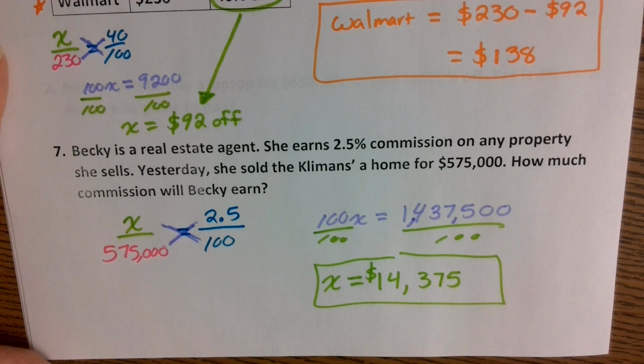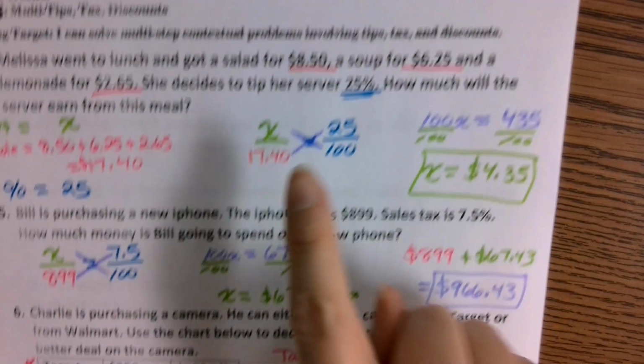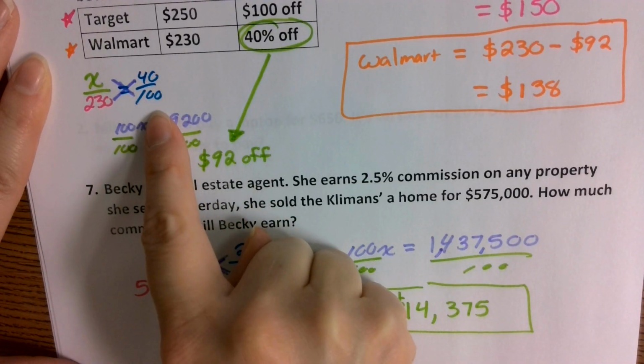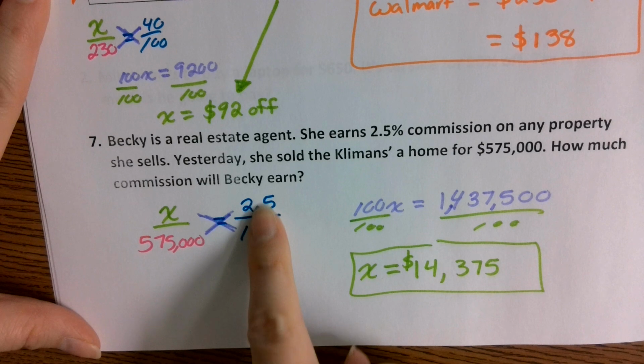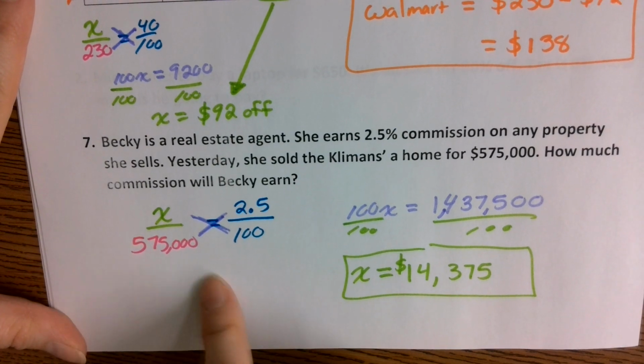It's the same setup every single time. Take a look. X over whole equals percent over 100. X over whole, percent over 100. It's not deviating from that. Make sure you understand this.